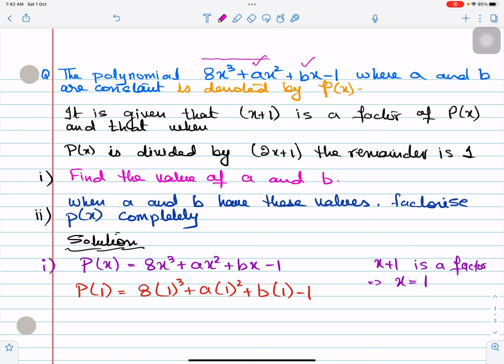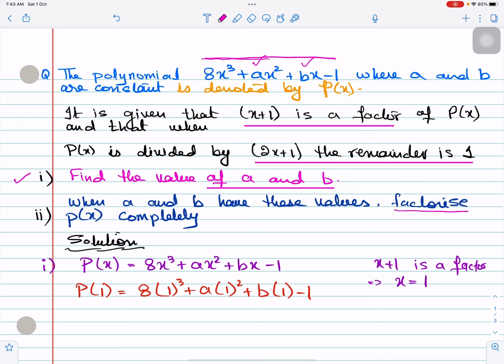One condition is that x plus 1 is a factor of it. And the second is that if you divide by 2x plus 1, you get a remainder 1. We will apply these conditions one by one in this polynomial function and solve to get the values of a and b. The first part of the question says find the values of a and b. The second part says, using these values of a and b, factorize the function p of x. This polynomial function is named p of x.